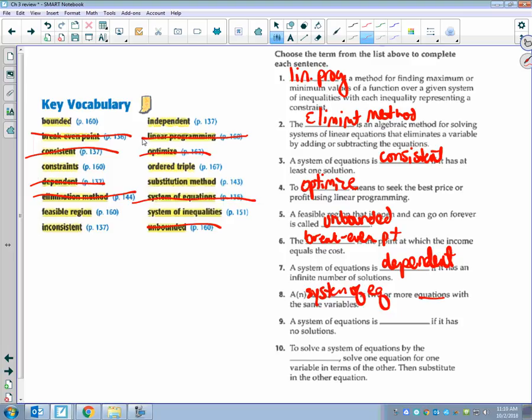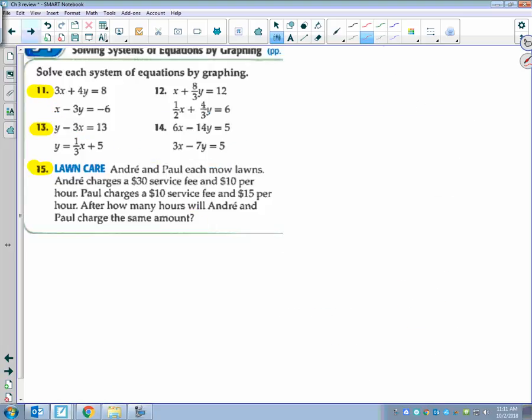A system of equations is what if it has no solutions? That's inconsistent. We're going to abbreviate that. And to solve a system of equations by the blank, you solve for one and substitute it back in. That's easy to know that it's the substitution method, right? Substitution. Doesn't mean that these other words aren't important, but that's all that was on here.